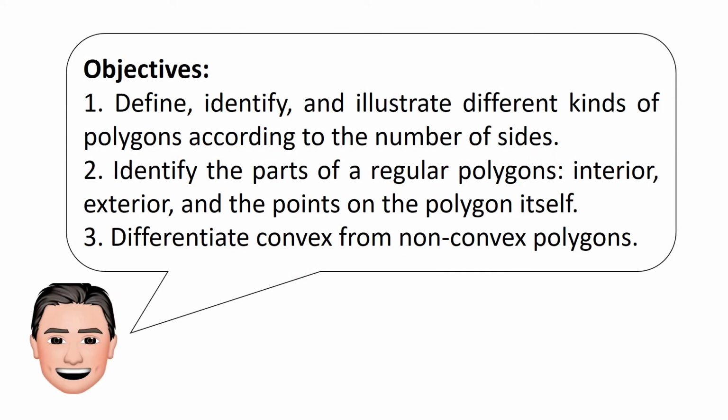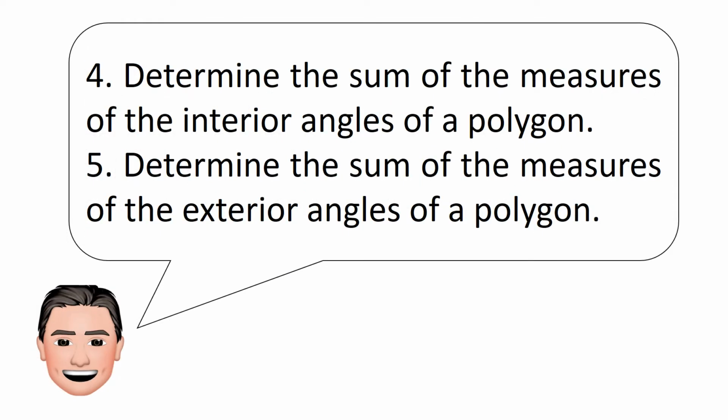Objectives: 1. Define, identify, and illustrate different kinds of polygons according to the number of sides. 2. Identify the parts of irregular polygons, interior, exterior, and the points on the polygon itself. 3. Differentiate convex from non-convex polygons. 4. Determine the sum of the measures of the interior angles of a polygon. 5. Determine the sum of the measures of the exterior angles of a polygon.